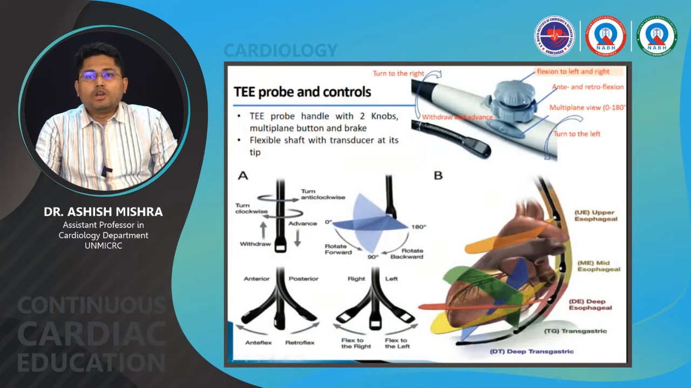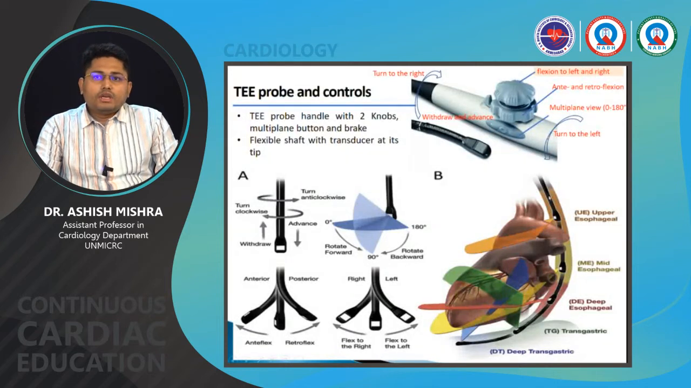The medial knob is utilized for anteflexion and retroflexion. The lateral knob is utilized for lateral flexion of the probe. Then the handle itself can be rotated clockwise or counterclockwise, or right to left. Then we also have the transducer at the tip, which responds to the anteflexion and retroflexion by the knobs, and there is an omniplane angle which is mediated by the multiplane angle button.